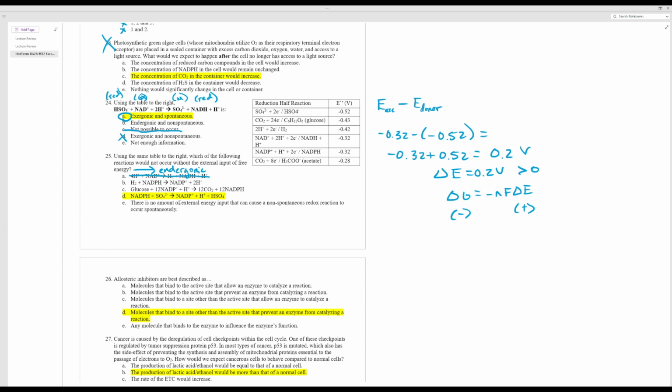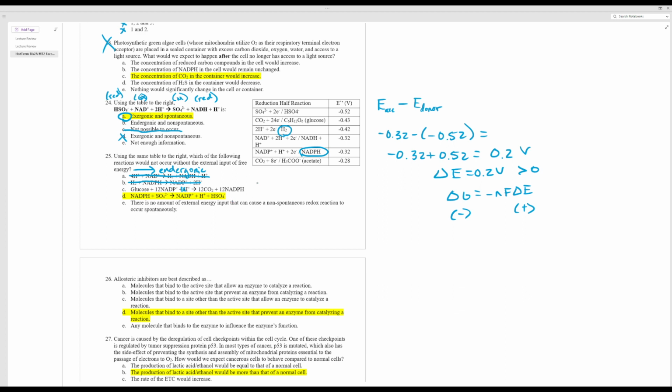Which one's going to be the electron donor? Neither of them. B, H2 plus NADPH. Well, NADPH is reduced. So is H2. So you have two reduced forms. Which one's going to accept the electrons? Neither of them. Okay, now we have glucose plus 12 NAD plus goes to 12 CO2 plus 12 NADPH.